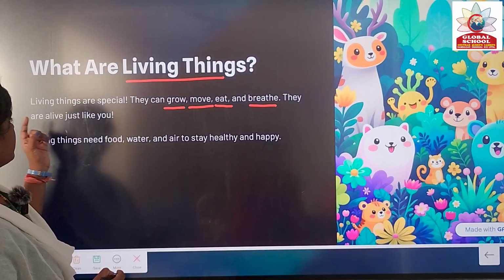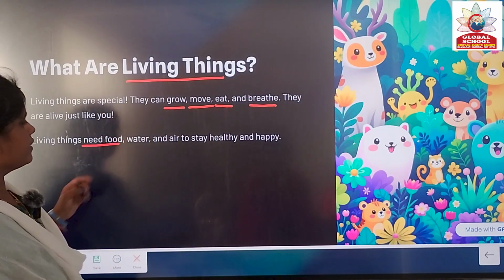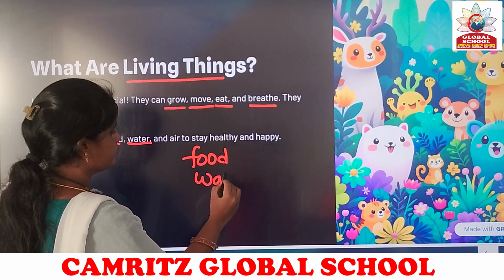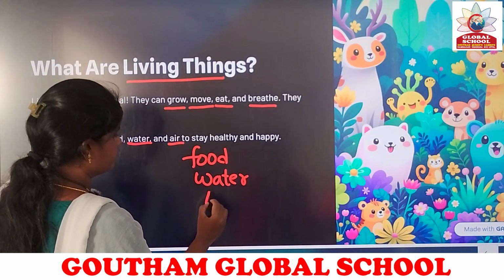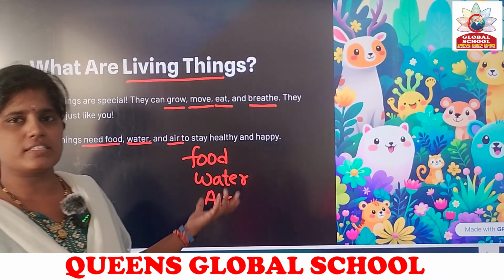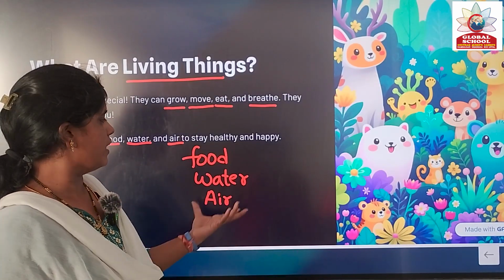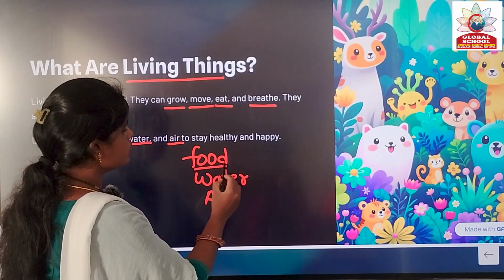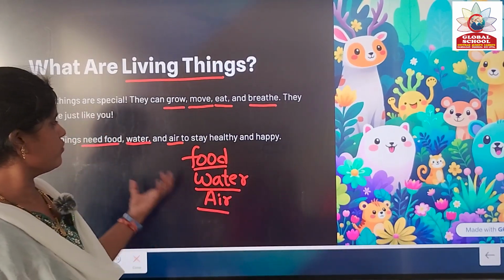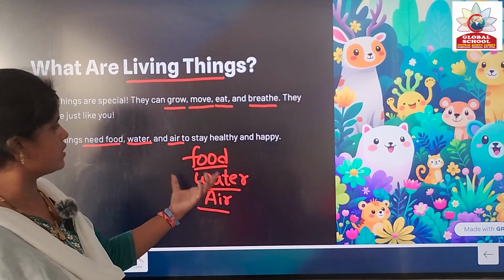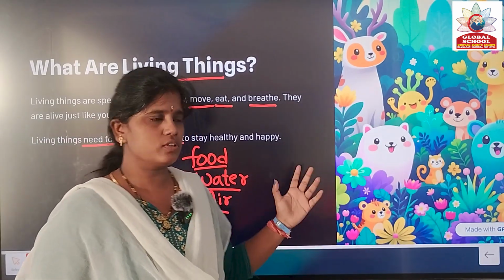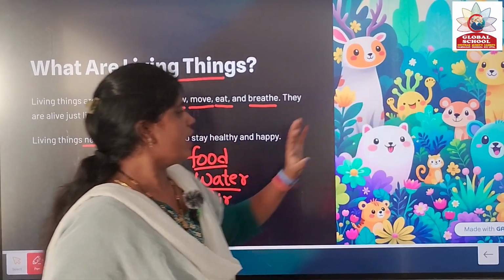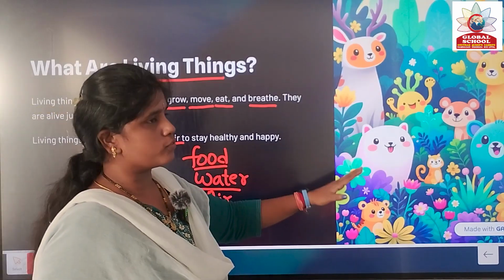Next, living things also need food, water and air. These are the basic needs for living things. They have to survive in their lives. What are the basic things for us living things? Food, water and air. If living things get these three things, they will be happy and healthy. Living things can move, eat and grow, and for that they need water, food and air.